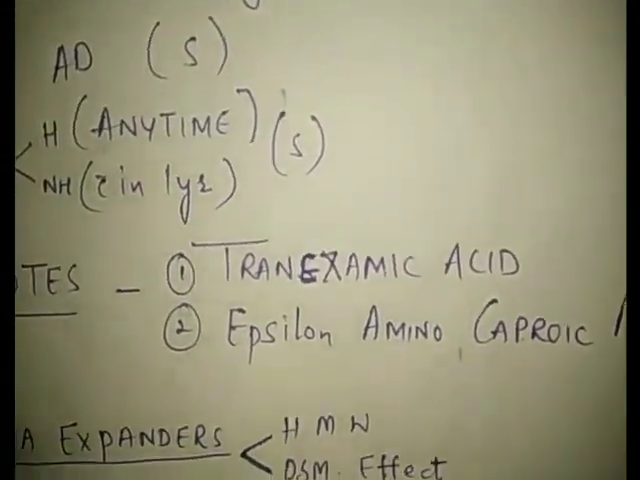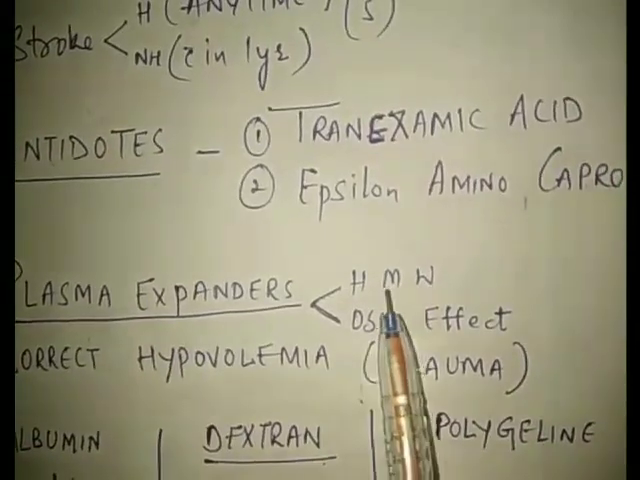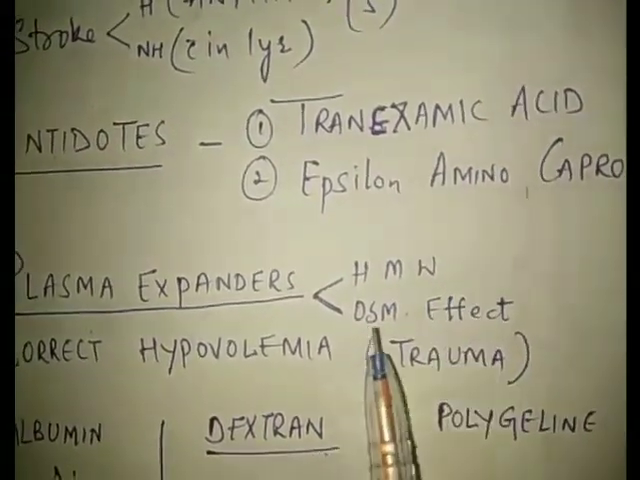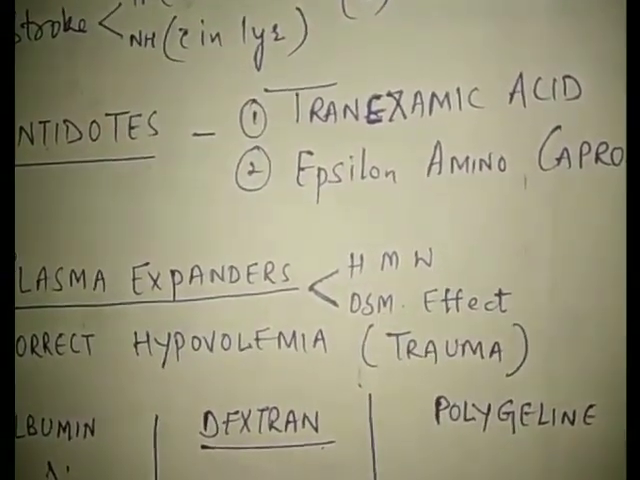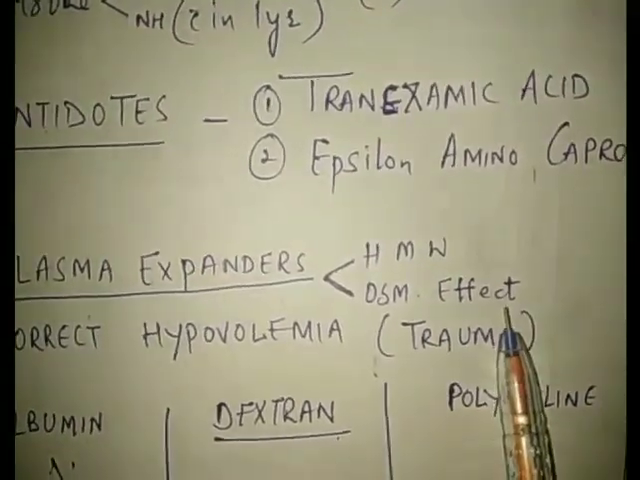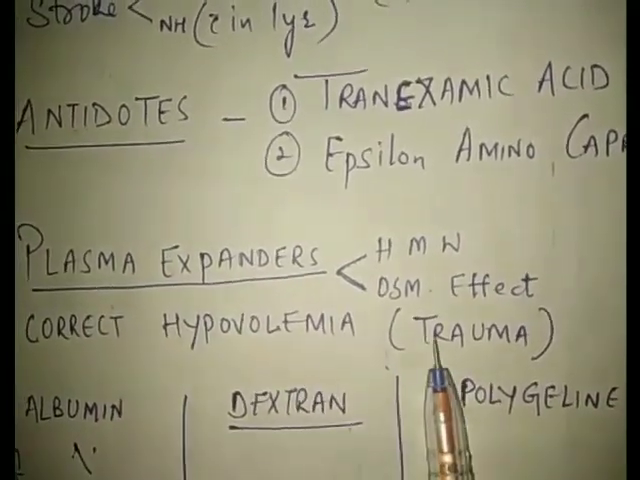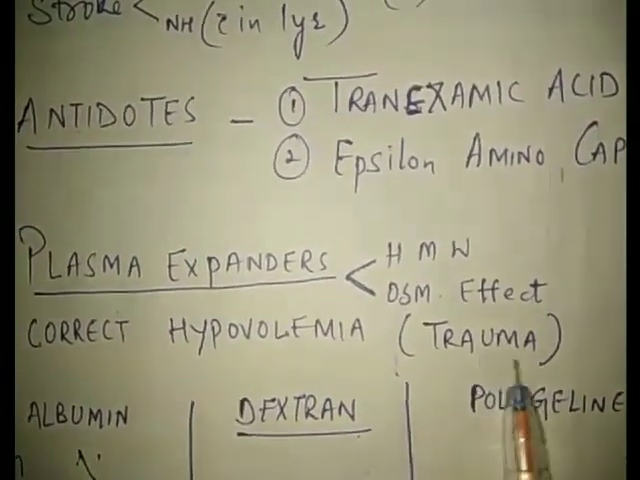Okay, now we take a few points about plasma expanders. Plasma expanders are basically high molecular weight substances, and that's why they exert an osmotic effect on the circulation and retain the fluid within the circulation. That's why they are mostly used to correct the hypovolemia that occurs because of the blood loss in trauma patients.